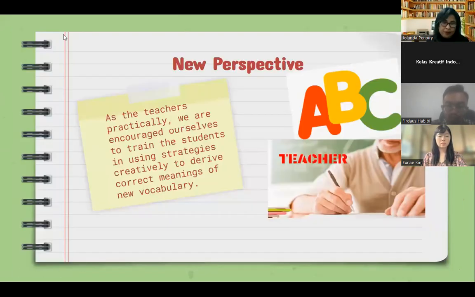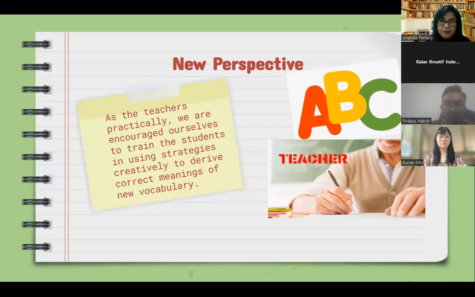Okay. So as teachers, practically, we are encouraged to train the students in using strategies creatively to derive correct meanings of new vocabulary. So here, I give A, B, C.